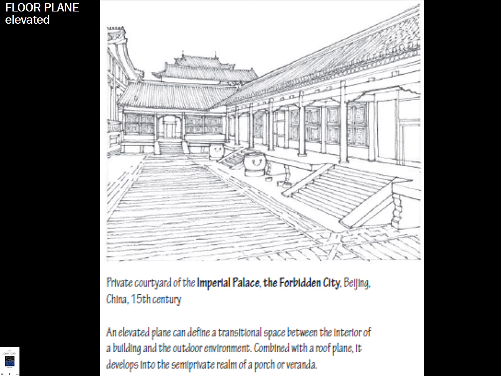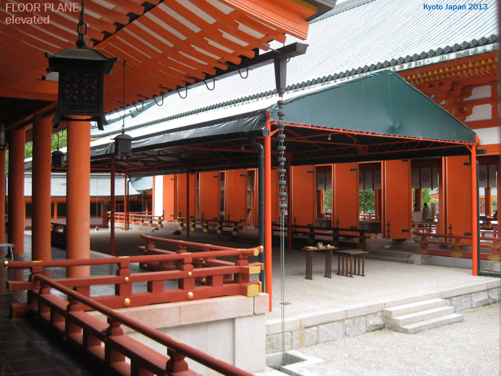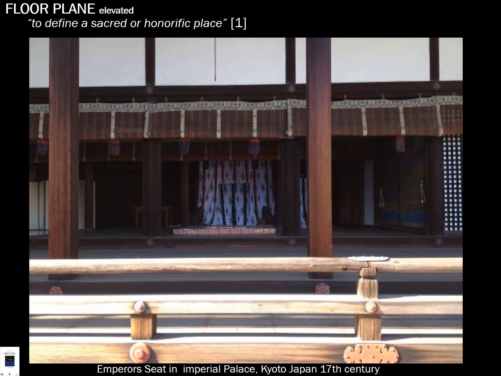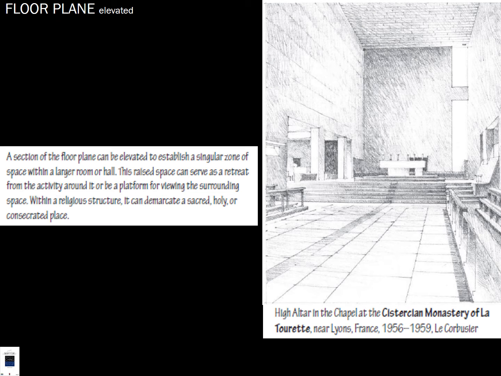So now, elevated planes. You can do that for a purpose here. Ceremonial spaces. Here's an elevated plane in Kyoto. Took this picture, and it's intentional here for a sacred space. Here's another one, Emperor's Palace, Emperor's Seat of Honor. This is common in altars, to raise the space, raise the plane.